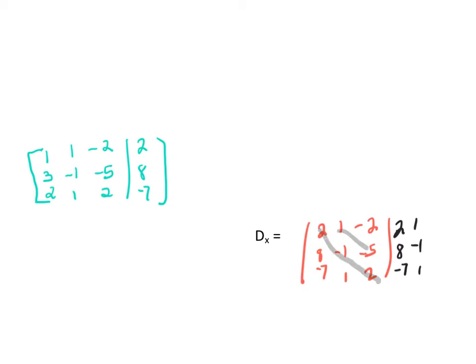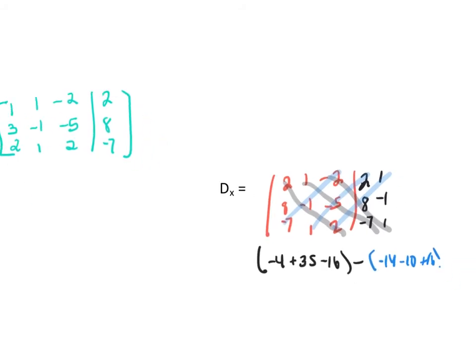So major, major, major. I have 2 times negative 1 times 2 is negative 4. 1 times negative 5 times negative 7 is positive 35. And then negative 2 times 8 times 1 is negative 16. Minus my minors. Minor, minor, minor. Negative 7 times negative 1 times negative 2 is going to be negative 14. 1 times negative 5 times negative 2 is negative 10. 2 times 8 times 1, 16.